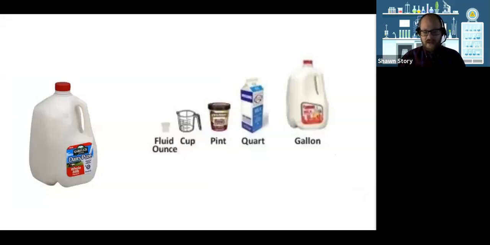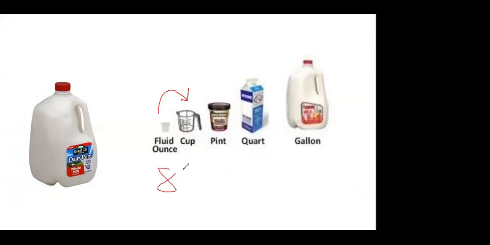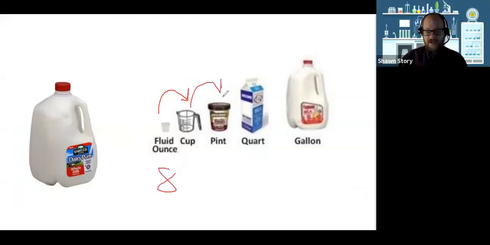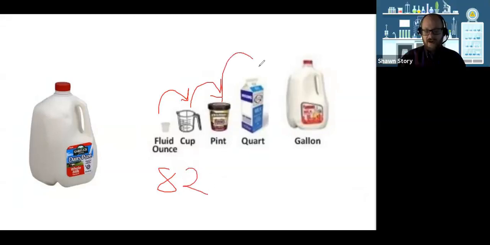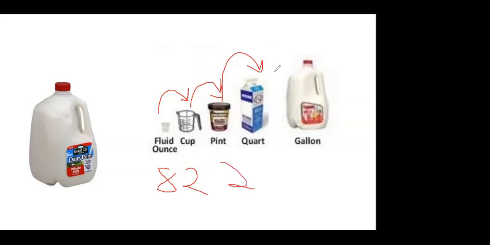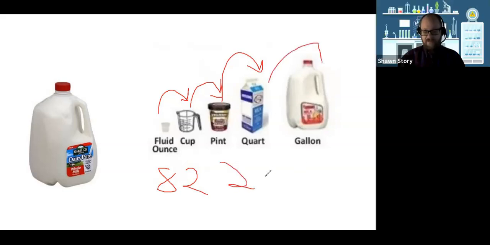Remind me, how many ounces are in 1 cup? 8 ounces, very good. How many cups are in a pint? 2. 2 cups. How many pints are in a quart? 2. And then how many quarts are in a gallon? 4. So it's the 8, 2, 2, 4. So 8 ounces, 2, 2, and 4.